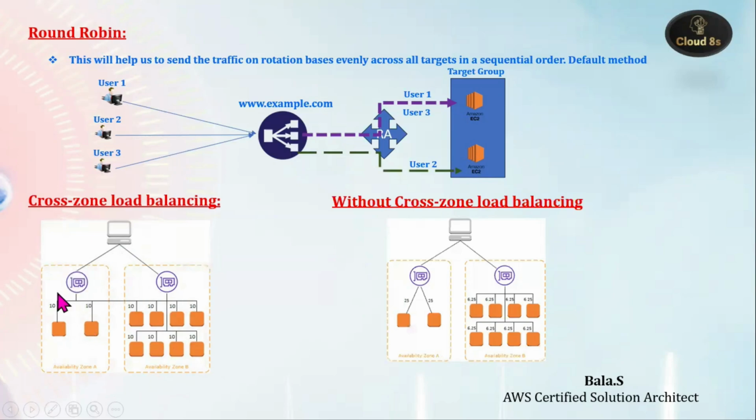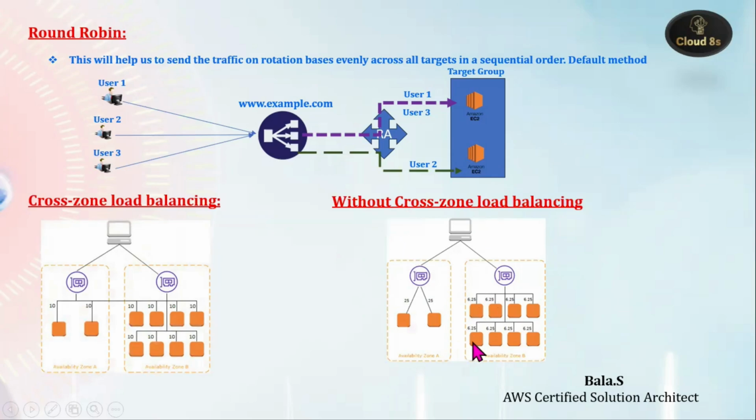If you can see, overall I have 10 instances, and each instance gets 10% of the traffic. This is the way cross-zone load balancing balances the traffic at the instance level, not at the target group or availability zone level. On the right hand side, I have taken another image for without cross-zone load balancing.